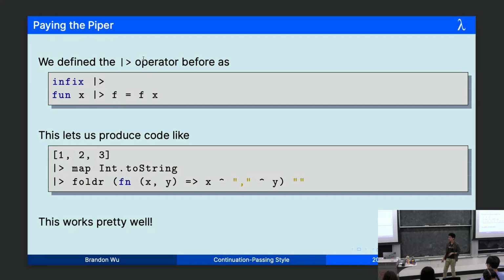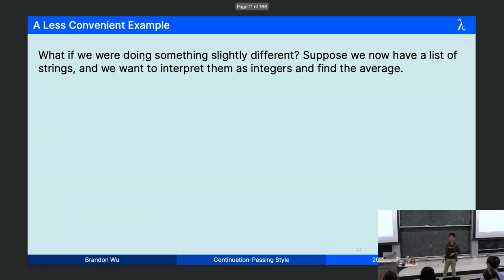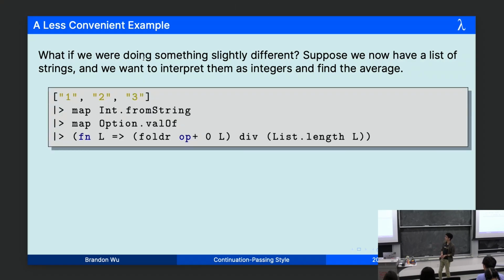This works pretty well for our purposes, but what if I change up the problem a little bit on you? What if I have a list of strings and I want to turn them into integers and get the average? Like I'm summing up your grades, for instance, finding the average of your grades. Suppose again it's the strings 1, 2, and 3. I'm going to map them with the function int.fromString, which unfortunately returns an option. So I'm going to use Option.valOf. Don't do this. That function just takes things out of SOME and raises an exception if it's NONE. I know that this won't happen, but please don't actually ever do this.